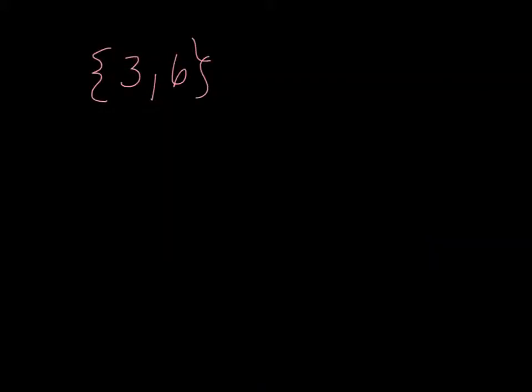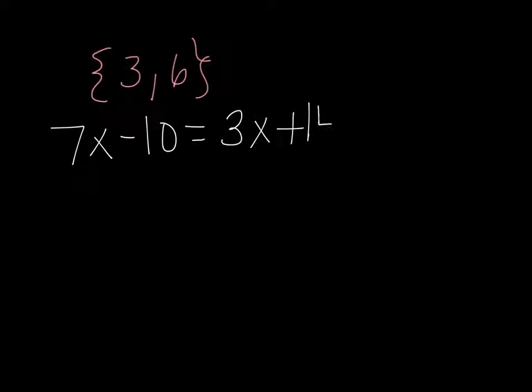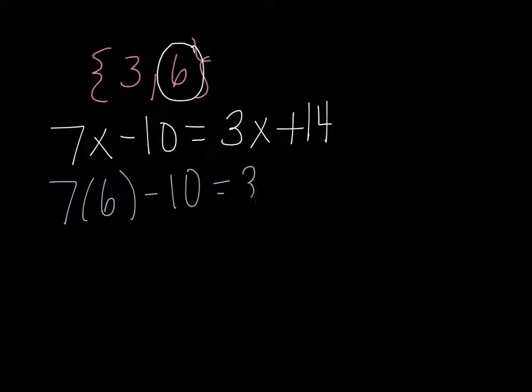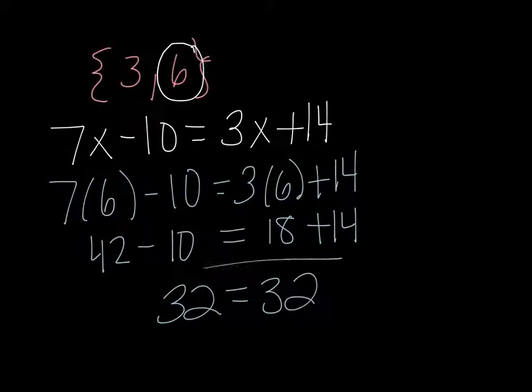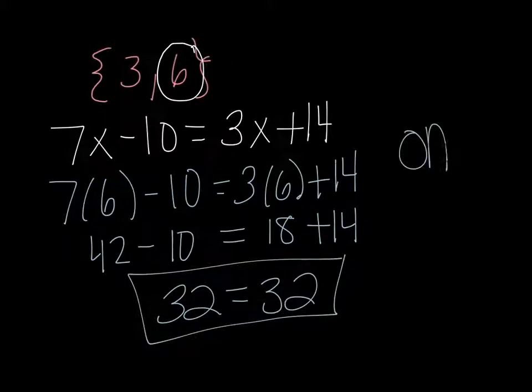Alright, so now we're going to use the same set, but with a different problem. In this problem, we have 7x minus 10 equals 3x plus 14. So this time I feel like throwing in the number 6. So in blue, I'm going to plug in 6. You can do 7 times 6 minus 10 equals 3 times 6 plus 14. Using our order of operations, we get 42 minus 10 equals 18 plus 14. Well, 32 does equal 32. Therefore, there is one solution.